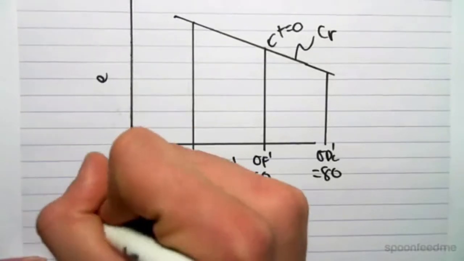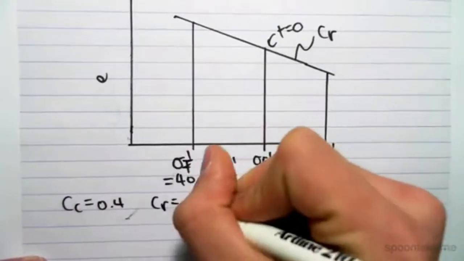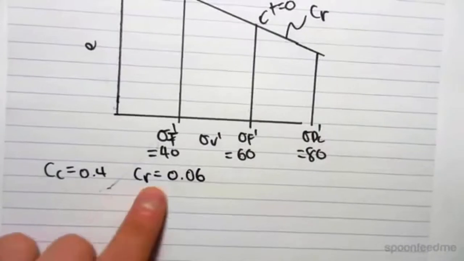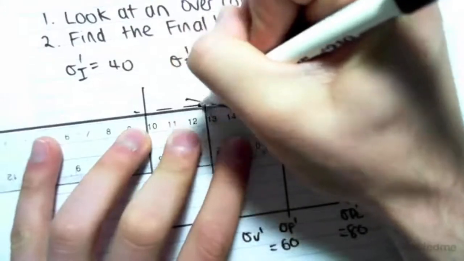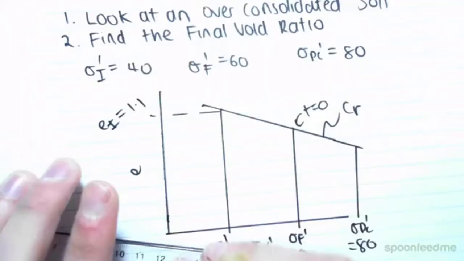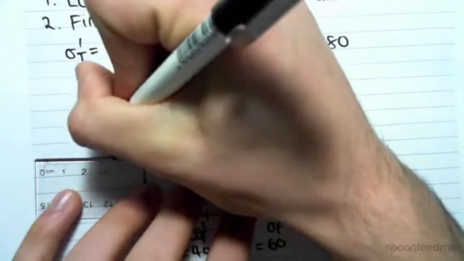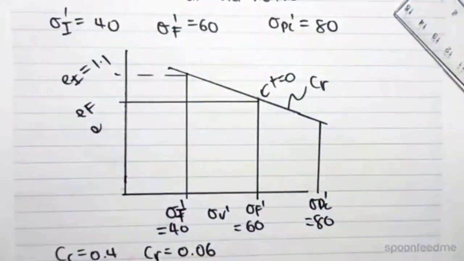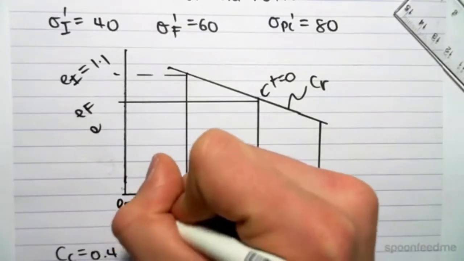Let's say they give us the information that CC equals 0.4 and C subscript R equals 0.06. Okay, and we're going to be using these values. And let's say that our initial void ratio is 1.1. Okay, they want us to find this final void ratio, so they want to know e final. So because this is a line, we can develop an equation for the gradient. Just a note, this effective stress is a log scale.